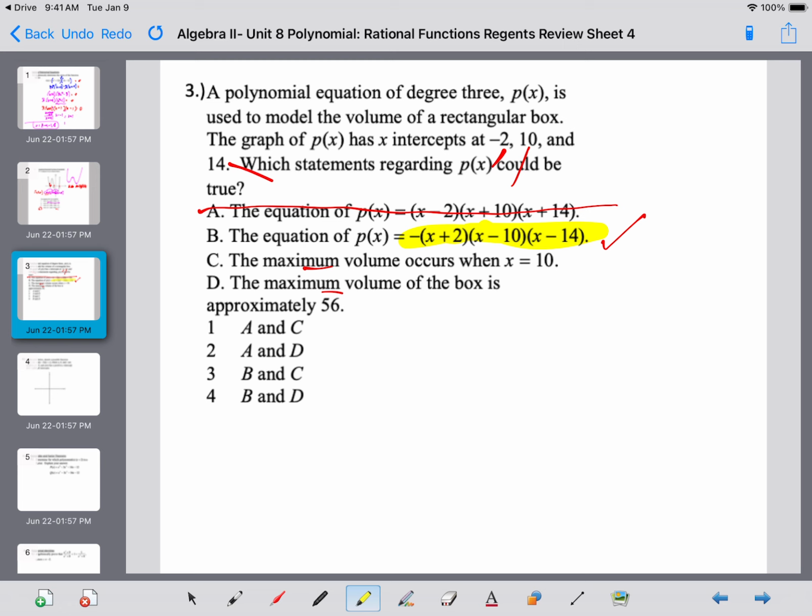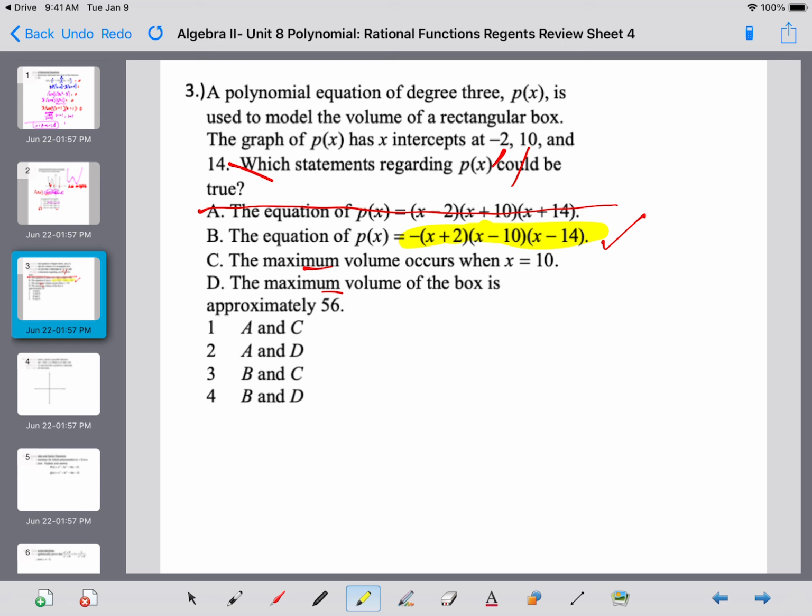Graph it. I'm really not seeing much when I graph it, so I'm going to go to Zoom, ZoomFit. I can see much more, but I'm going to zoom out a little bit because I don't really see enough. So I press Zoom, Zoom Out, press enter. Okay, and I can see that maximum now.